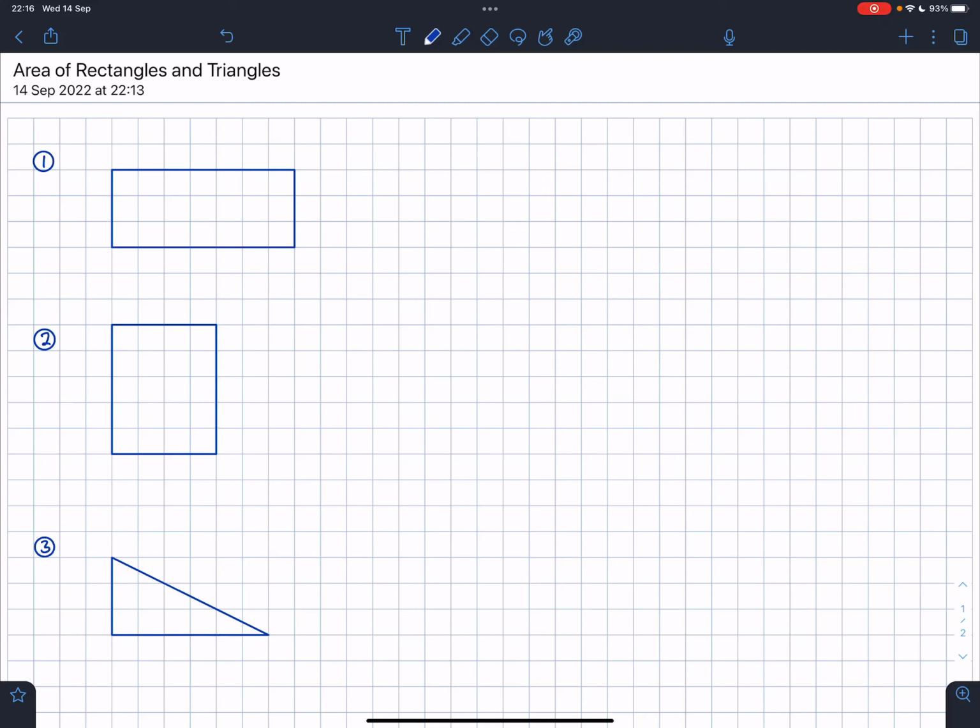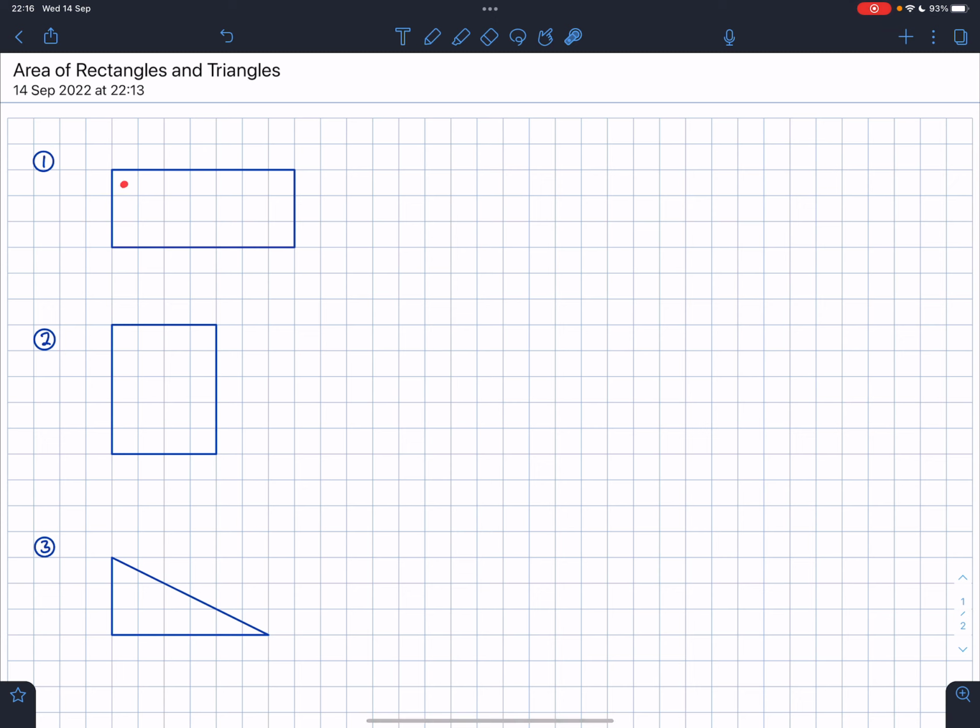Okay, in this video we're going to have a look at the area of rectangles and triangles. So to start off with, we're just going to go with a fundamental area, which is by using squares and counting squares. So in this rectangle here for number 1, the area is how much space there is inside, how many squares you can fit inside.